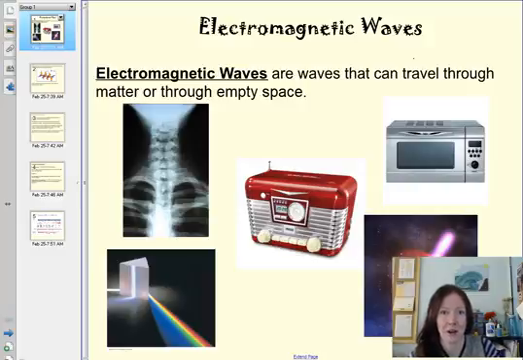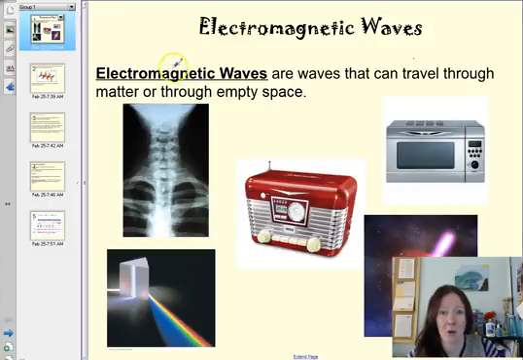Okay, we're going to talk about our last section of wave types today, and that's going to be our electromagnetic waves. So go ahead and set up your notes. Make sure you have two columns, big ideas on the left, tell me mores on the right. You can pause the video if you need to, and then we'll get started.